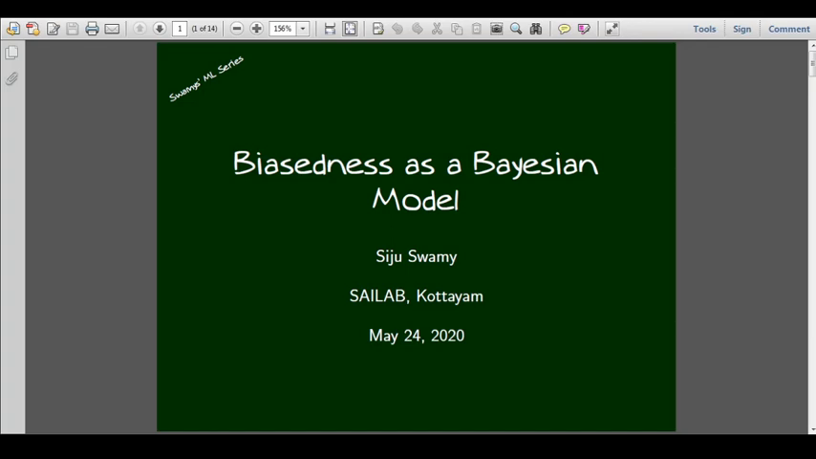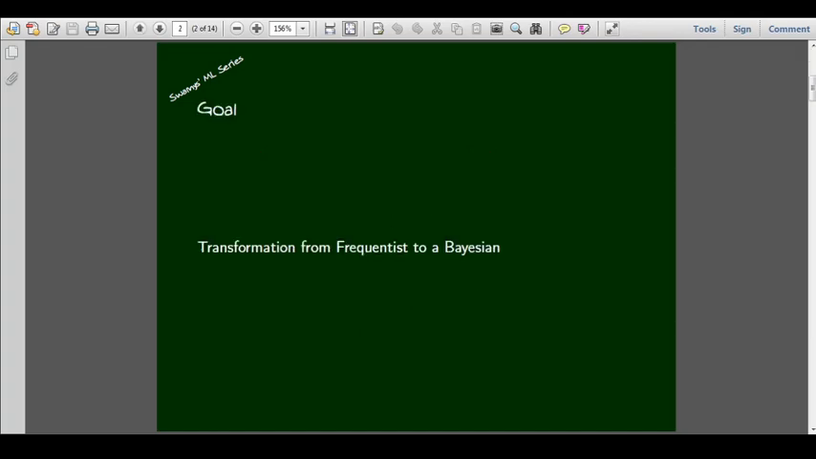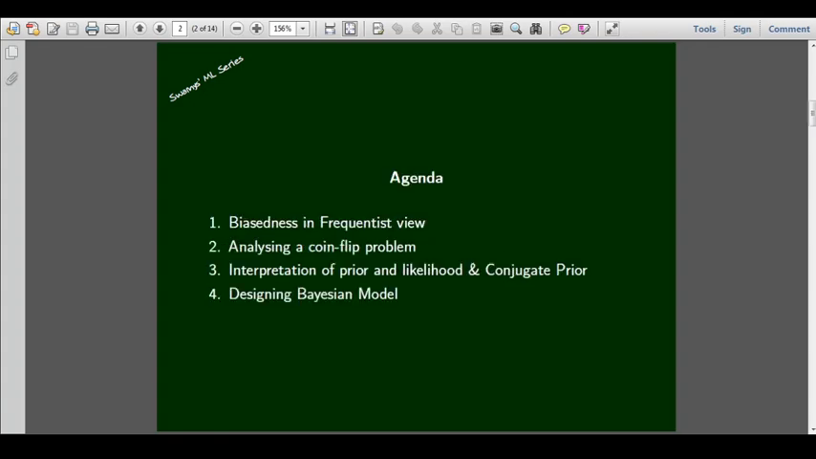Today we are going to discuss biasness of a coin as a Bayesian model. Our goal is the transformation from frequentistic to a Bayesian style. Agenda of today's session: biasness in frequentistic view, analyzing a coin flip problem, interpretation of prior and likelihood and conjugate prior, designing a Bayesian model.